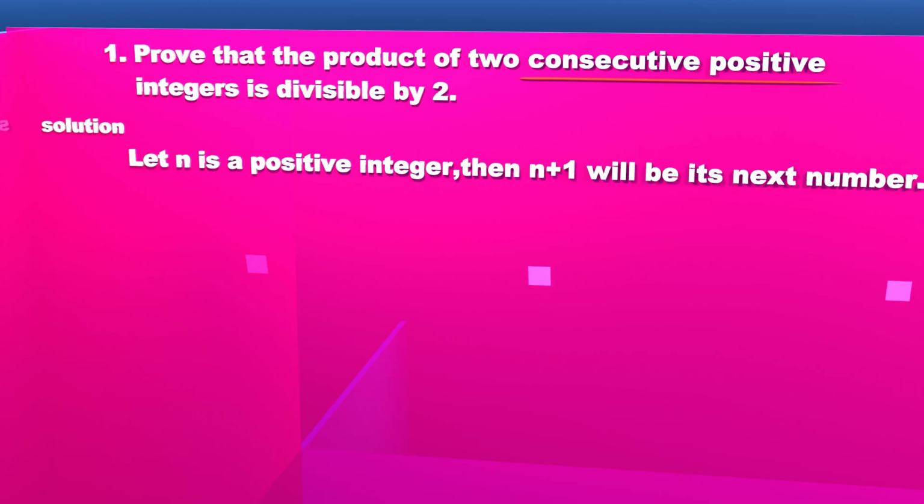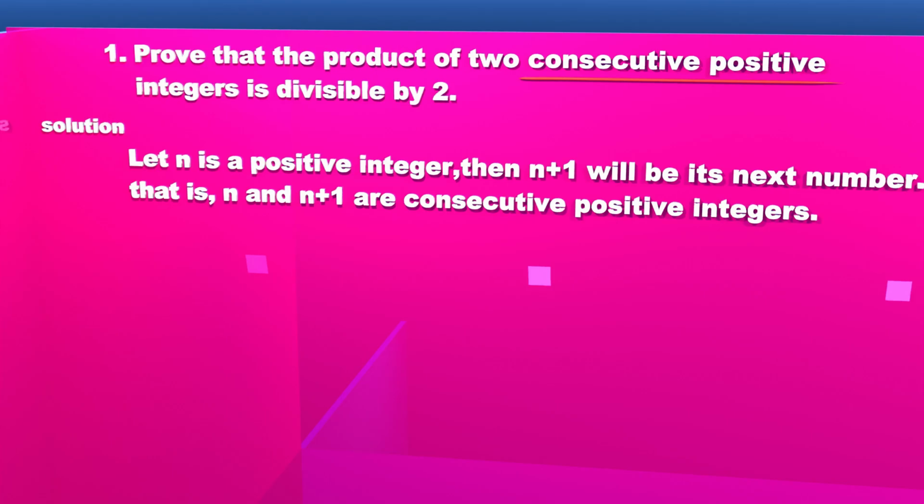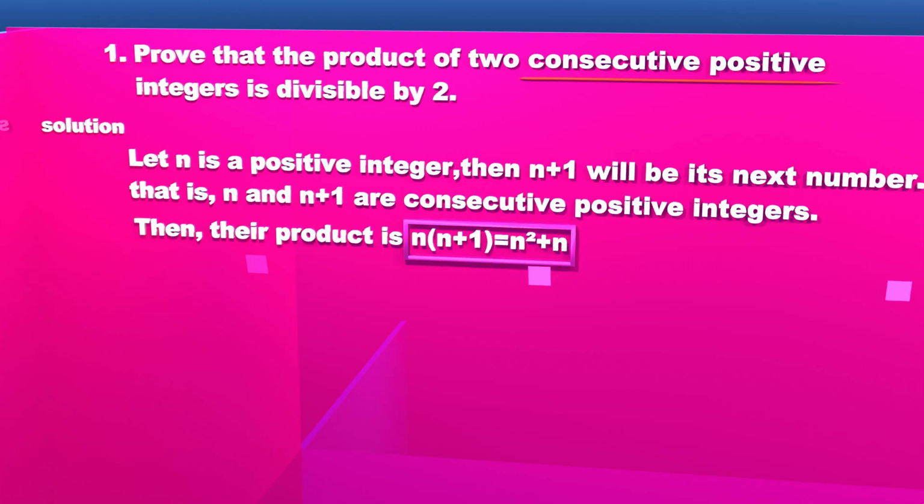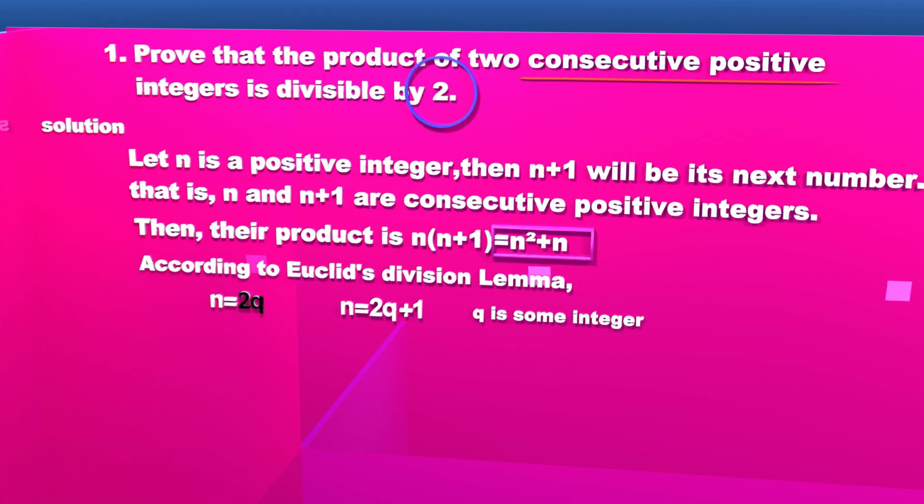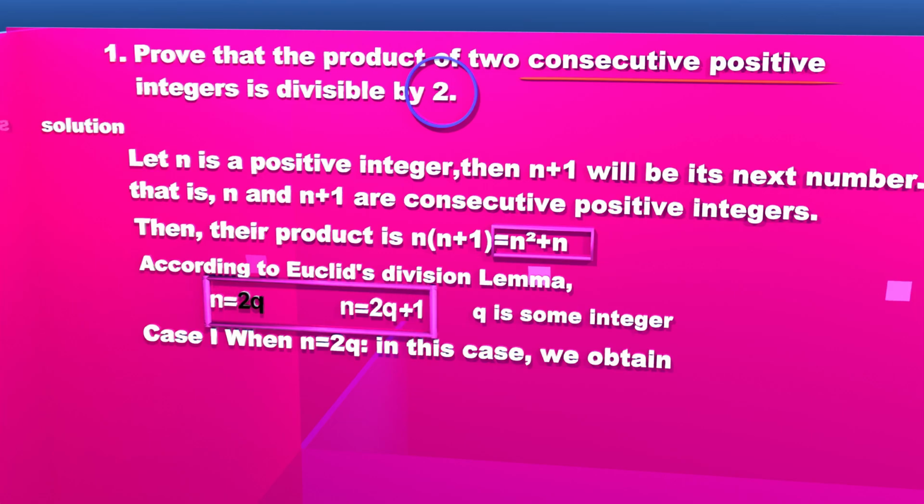Let n be any positive number, then obviously n plus 1 will be its next number, because we have to take two consecutive integers. Then their product is n into n plus 1. By multiplying them, we get n square plus n. That means we will check whether n square plus n is divisible by 2 or not. According to Euclid's division lemma, n is equal to 2q or 2q plus 1, because here we have to divide n square plus n by 2. That's why we have taken 2q or 2q plus 1.